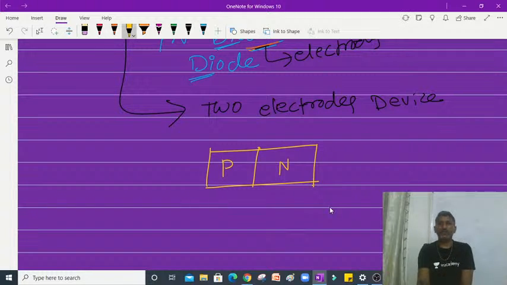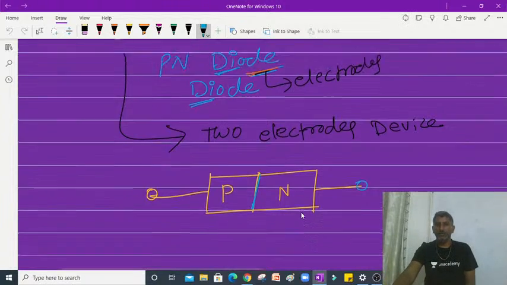Suitably, when we join these two, one terminal goes from this side and one terminal from this side, students. Now this is one electrode, this is another electrode, so now it became two. So p-type and n-type materials are joined suitably, and one junction will be formed here. From that we are going to discuss the PN junction diode. For today, I'm stopping at this point.